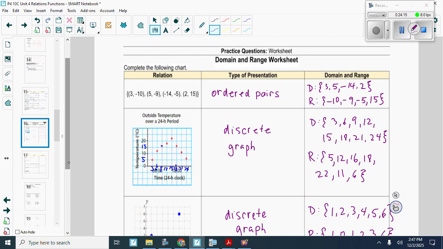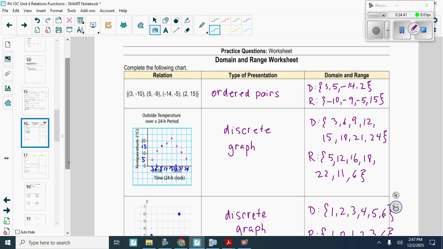The next one is a discrete graph. We talked about this already. You had to do a little bit of guesstimating. Just make a reasonable judgment on some of these dots. For the time, there's no guessing there. The time should be 3, 6, 9, 12, 15, 18, 21, 24, because they're on each of the axes.